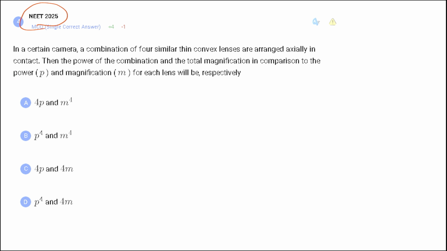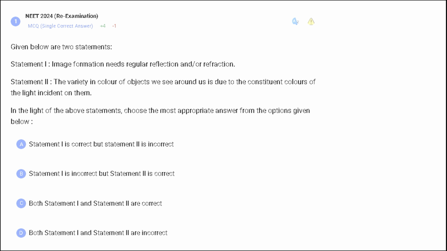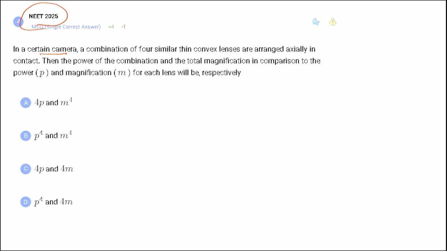This is also a very, very easy question, okay. It is based on the basic principle of focal length, right. In a certain camera, a combination of four similar convex lenses is coaxially in contact. Whenever lenses are in contact, the power of the combination is added. So P total is equal to P1 plus P2 plus P3 plus P4.